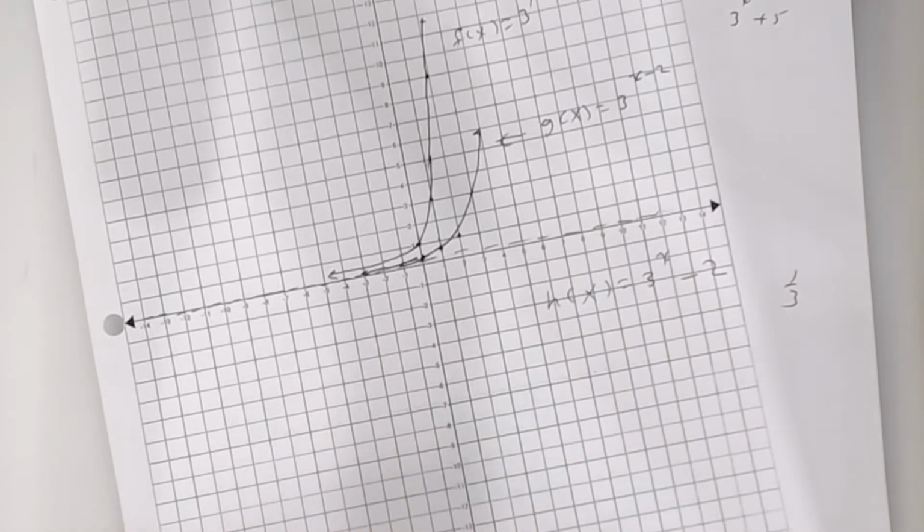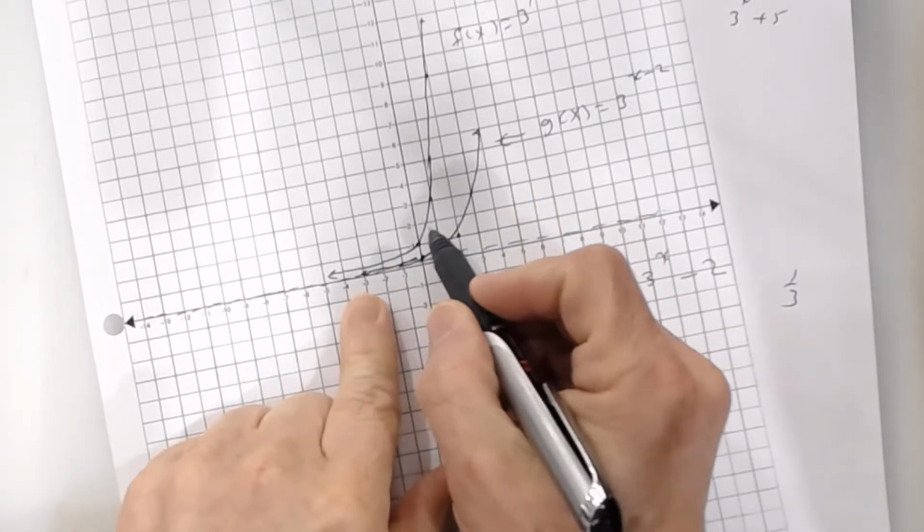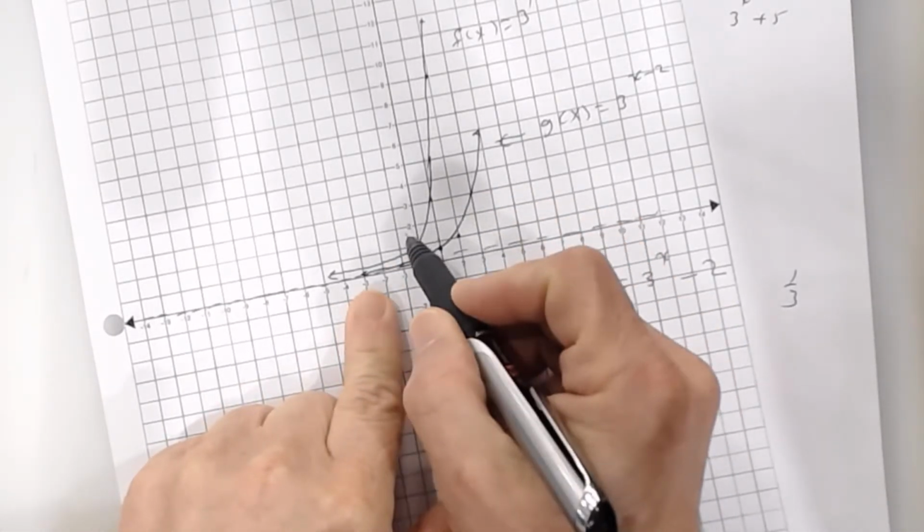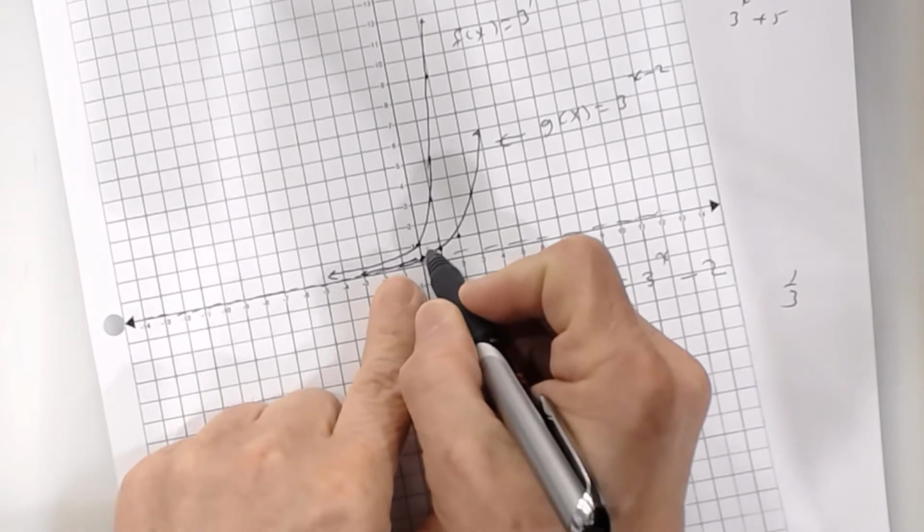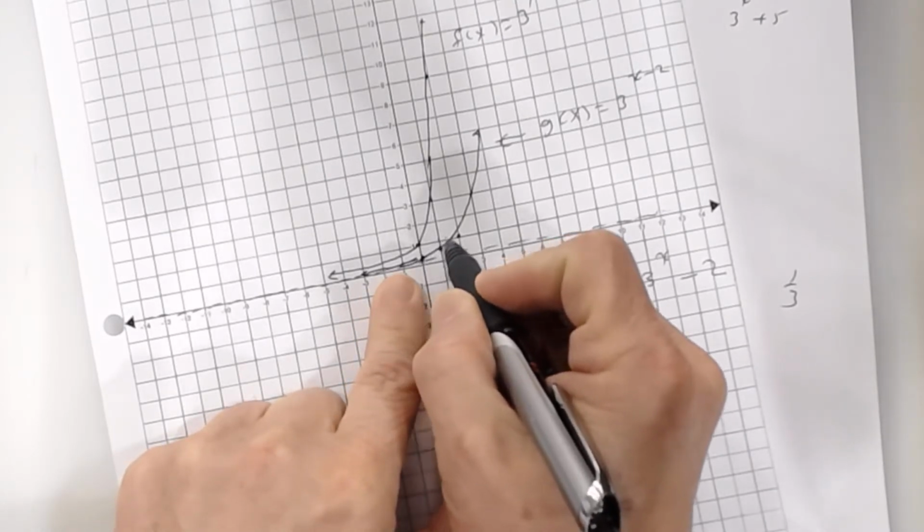Look at your graph. It's a horizontal translation. Instead of a vertical translation, it's a what? Horizontal. Do you see that 3 to the x, you moved it which way? To the right. Now look, I'm counting. Watch. 1, 2.